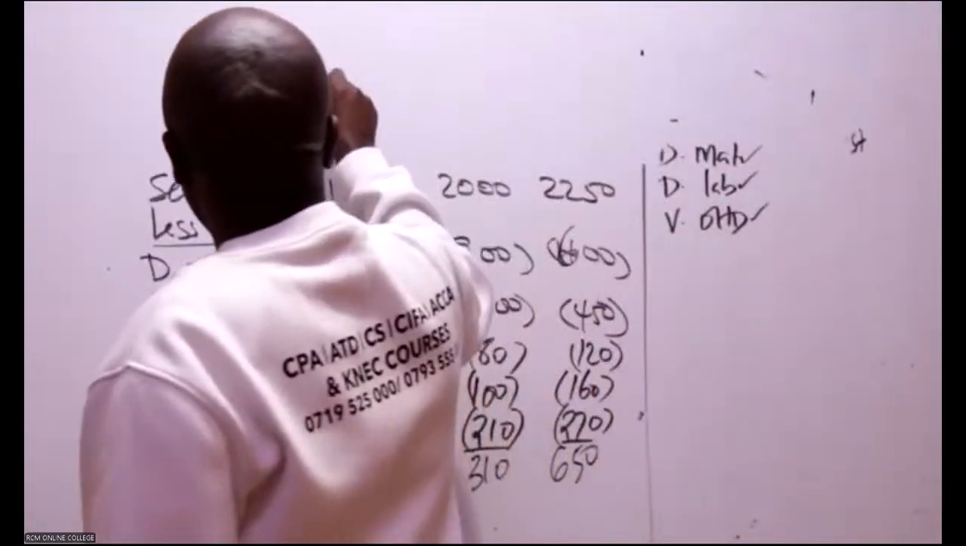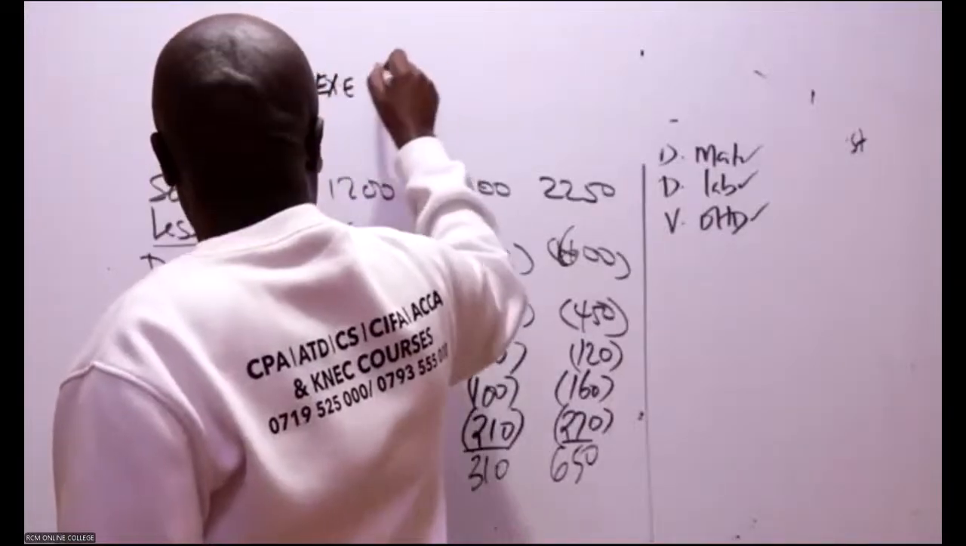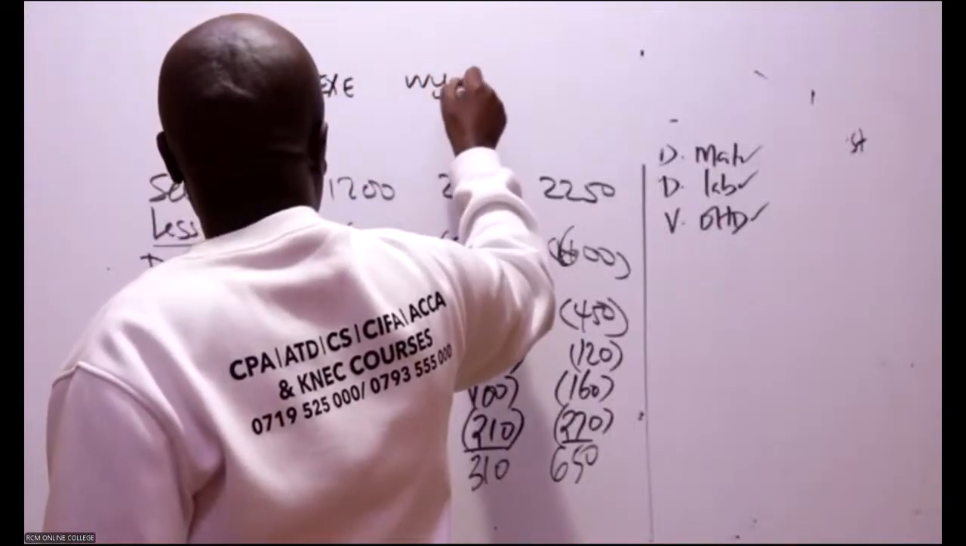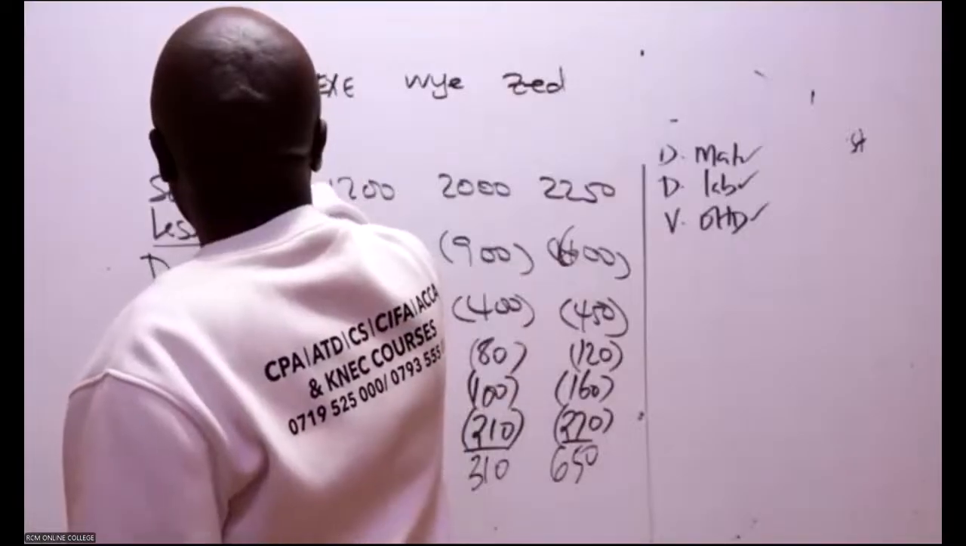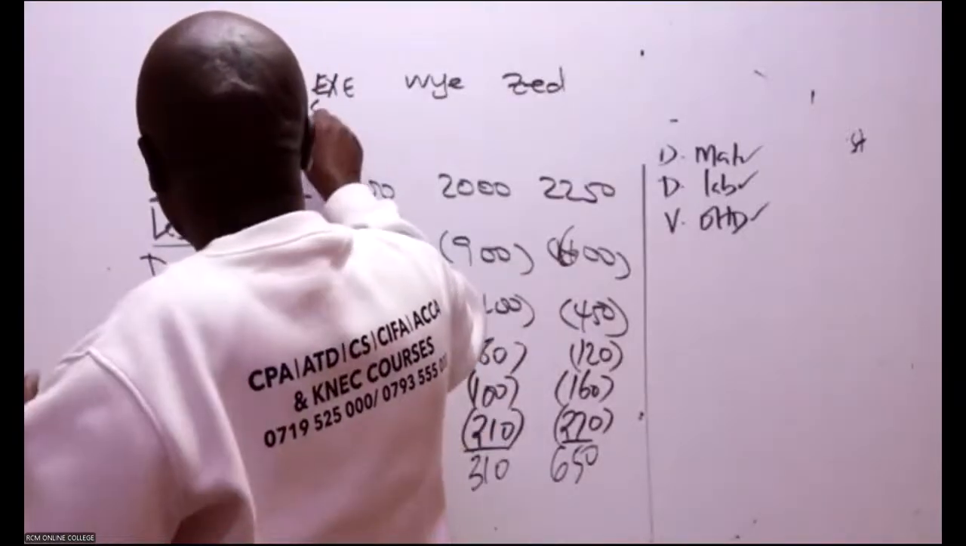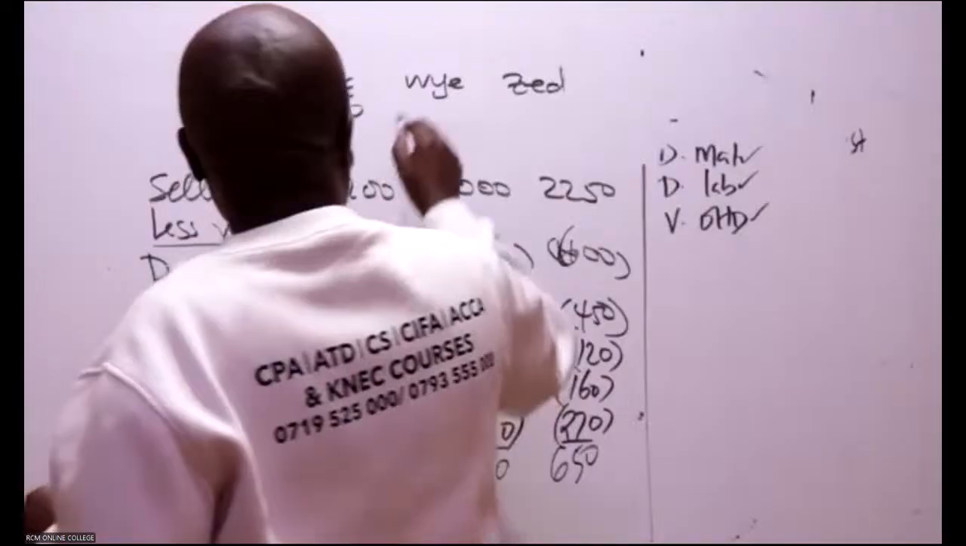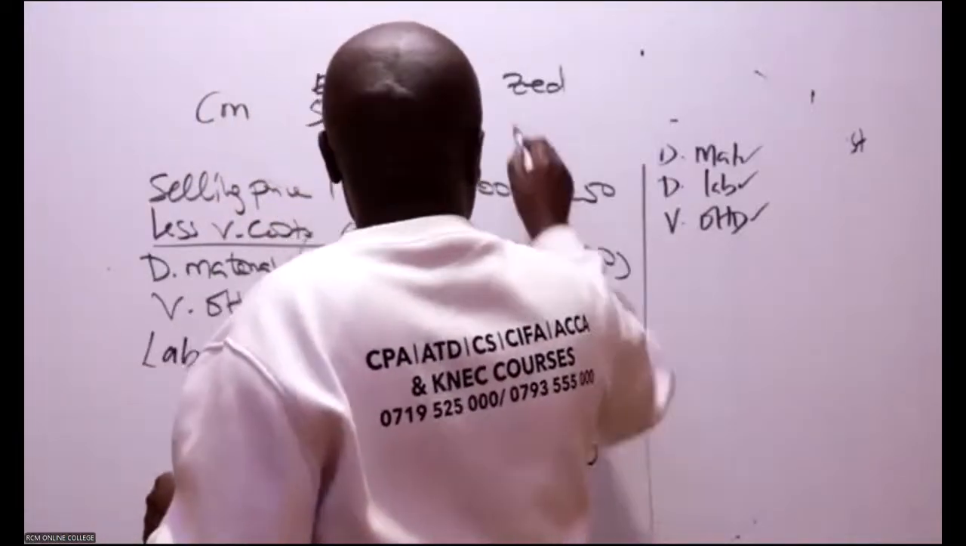So we have here X, we have Y, Z. So we have our contribution margins. Don't write another table. You guys are safe. I'm the one who has to write another table because my board is very small.